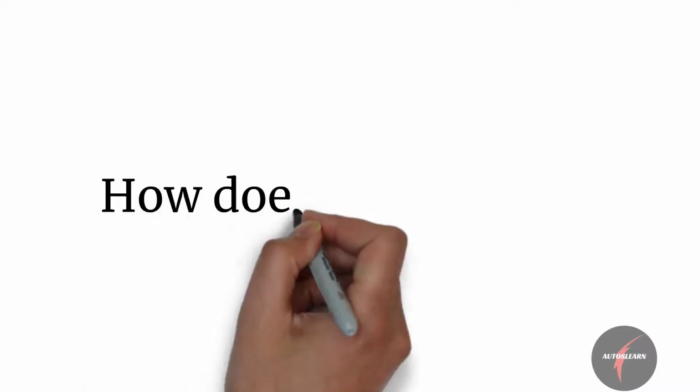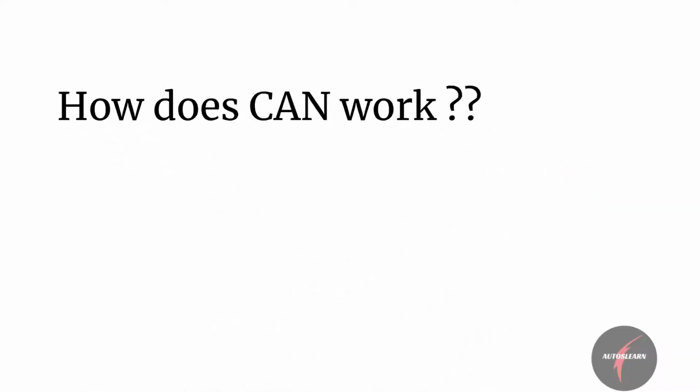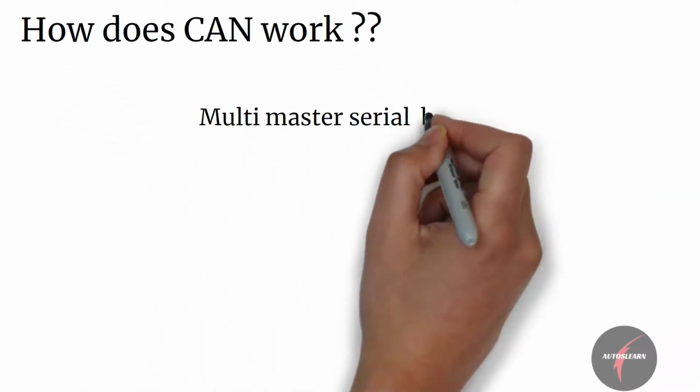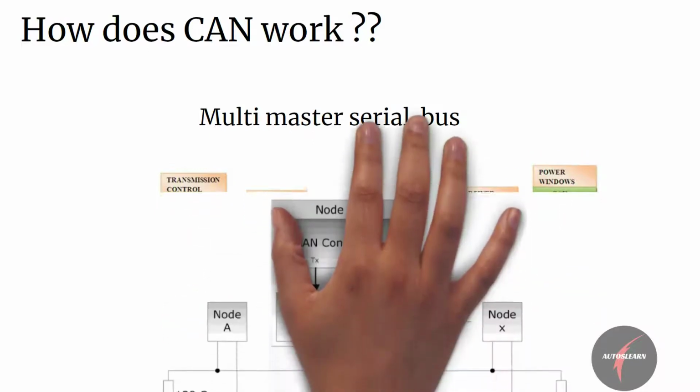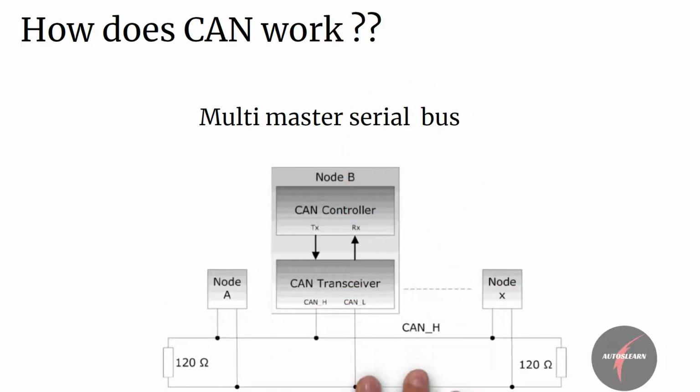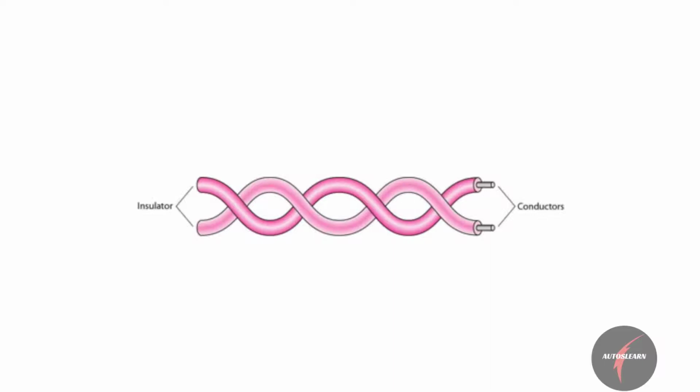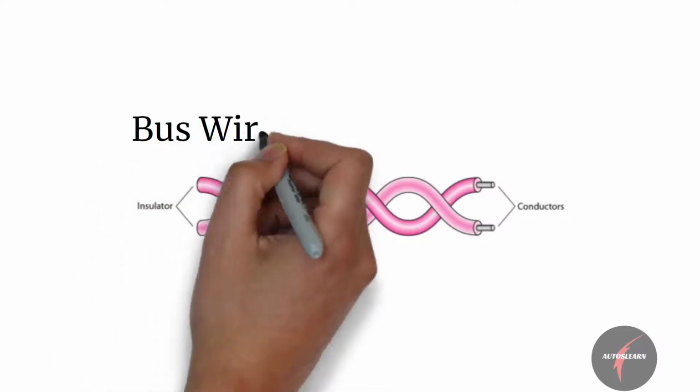So how does this CAN work? CAN is a multi-master serial bus, meaning there has to be two or more ECUs connected on the network to have a CAN serial communication. ECUs are connected by two twisted pair wires and the network is terminated with 120 ohm impedance. Twisted pair wire used in CAN are also called as bus wire.